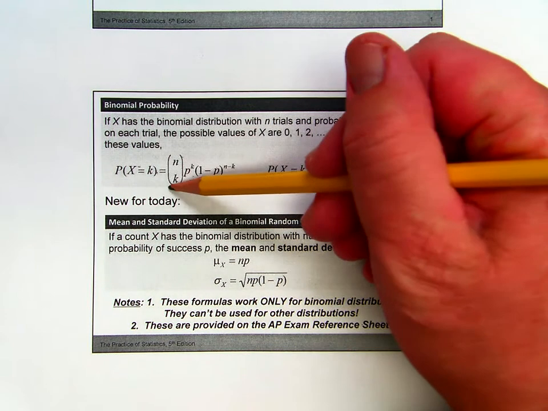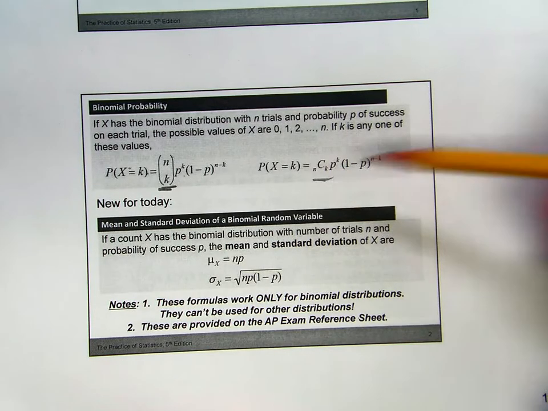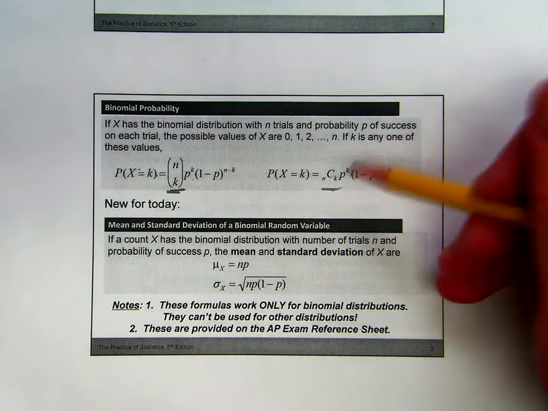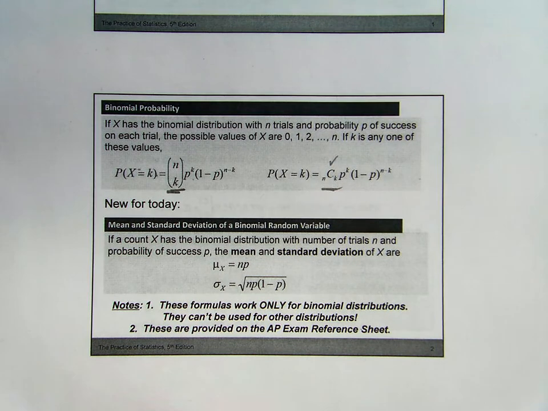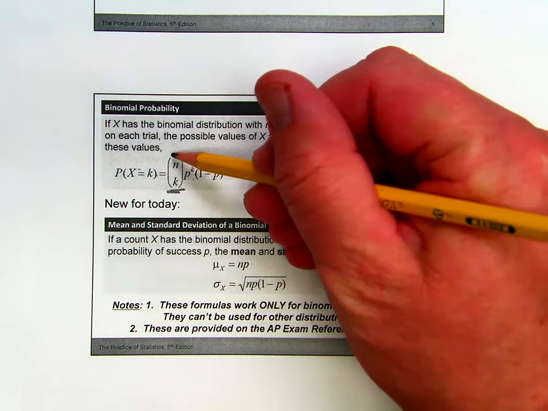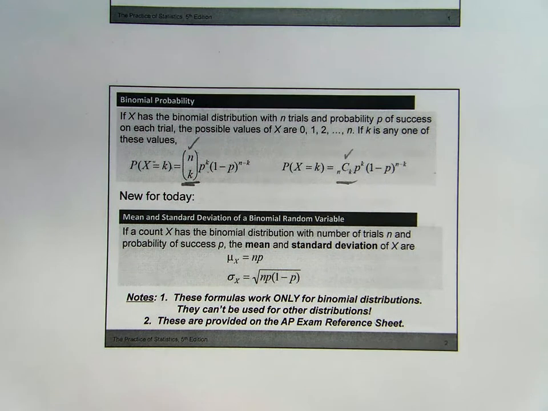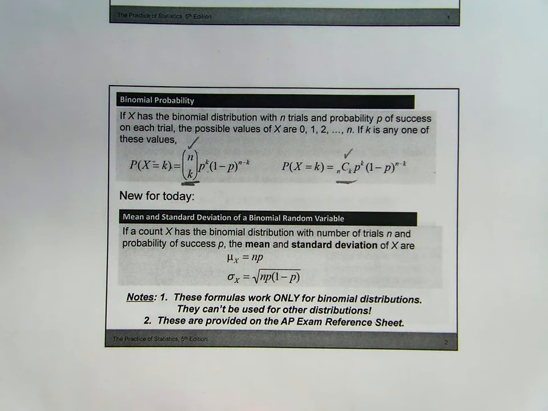For this part in front, known as the binomial coefficient, there are 2 different ways or notations that are commonly used. This matches what your calculator does. This is actually how it appears on the AP reference sheet, or at least last year's AP reference sheet.